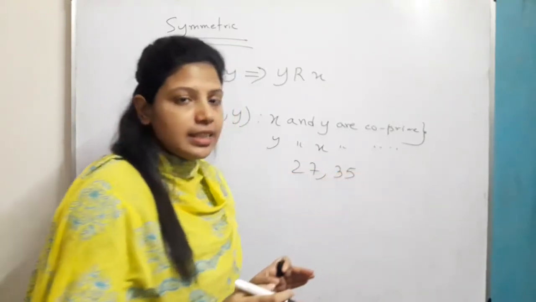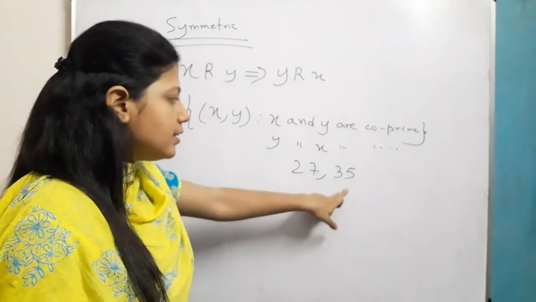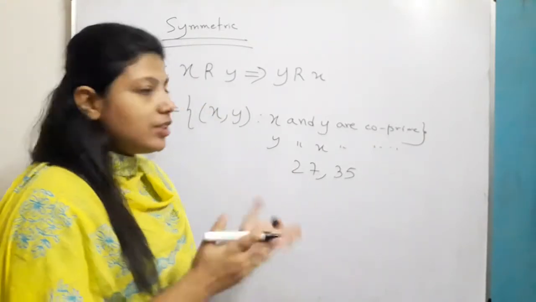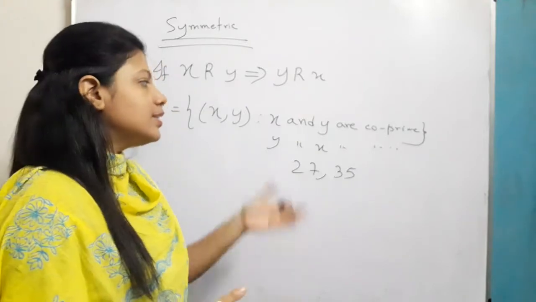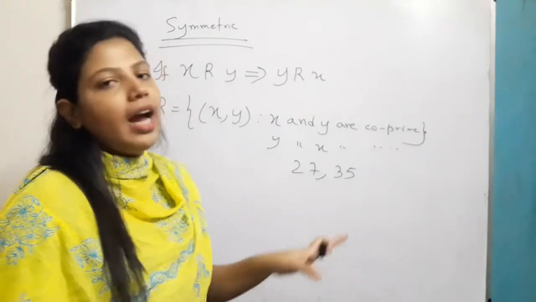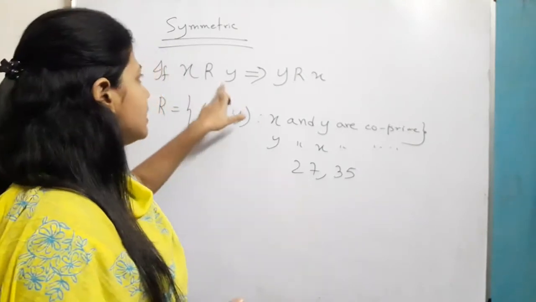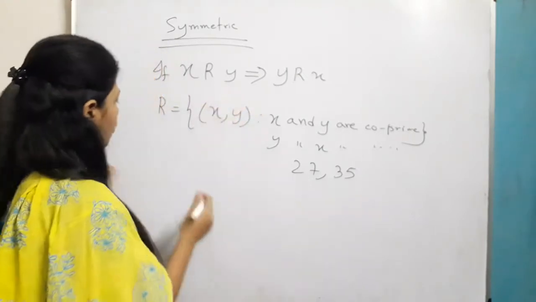Now the statement is like that. 27 and 35 are co-prime numbers, and if I interchange both of them, that means 35 and 27 are co-prime numbers. So both are same here. It is called symmetric relation. One more.